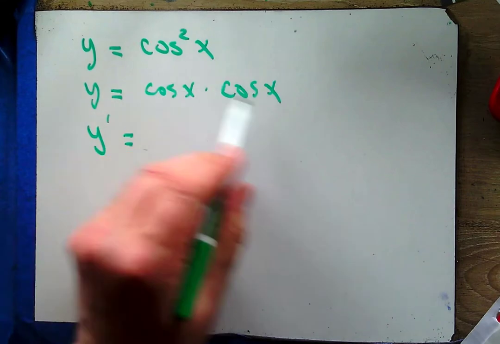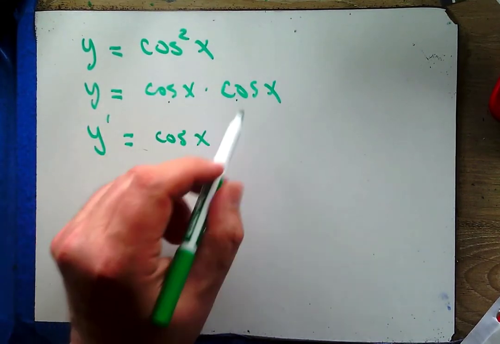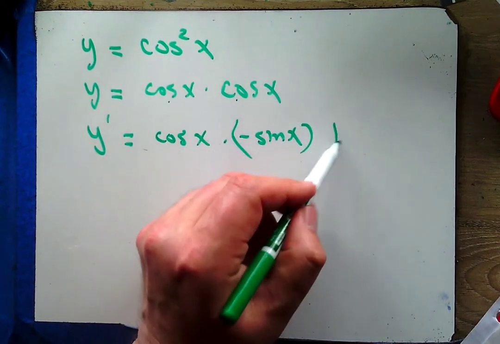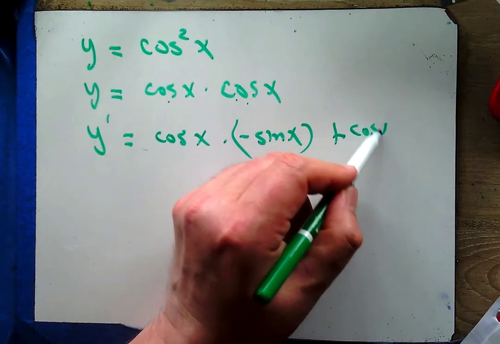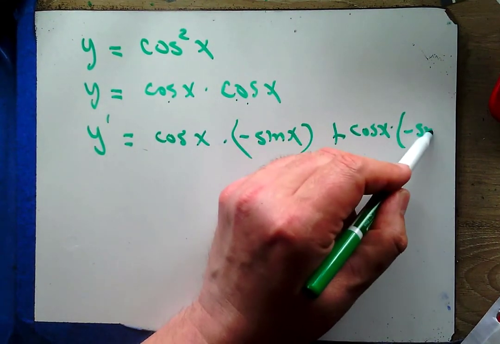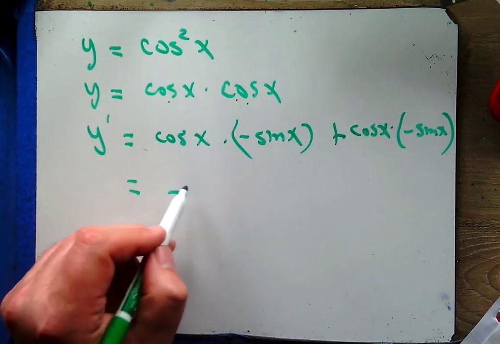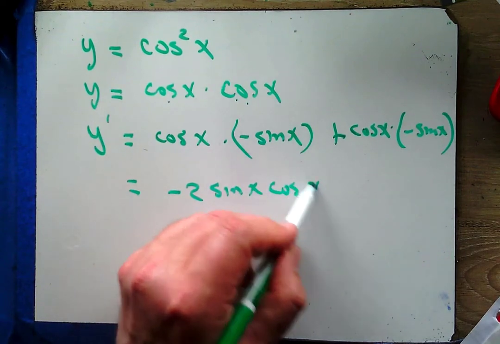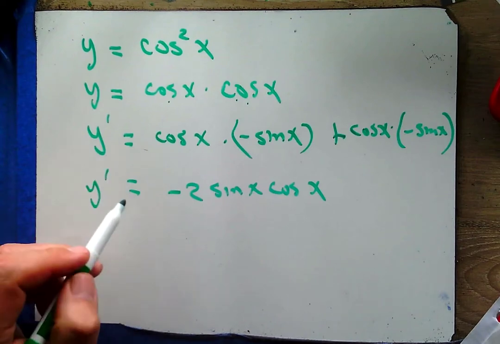So y prime is going to be product rule. This times the derivative of that. The derivative of cosine is minus sine, plus this times the derivative of that. And so we end up with negative 2 sine x cosine x. Ta-da! And that's y prime. Okay.